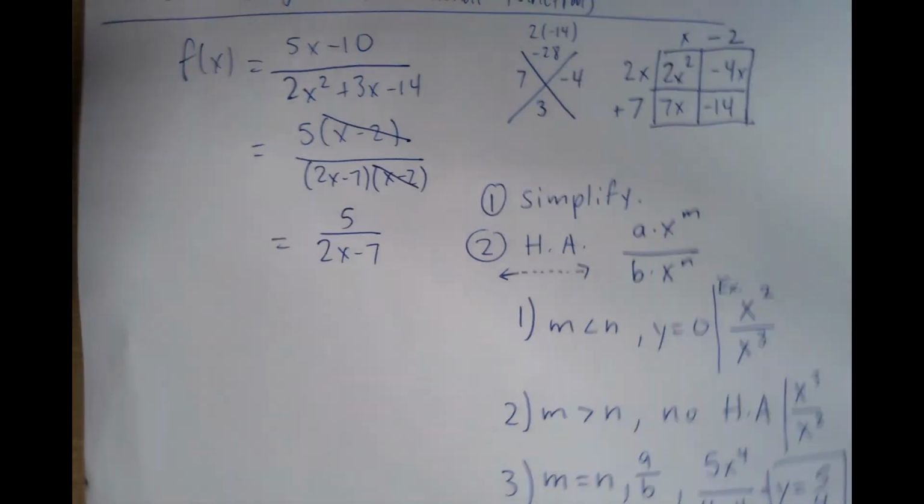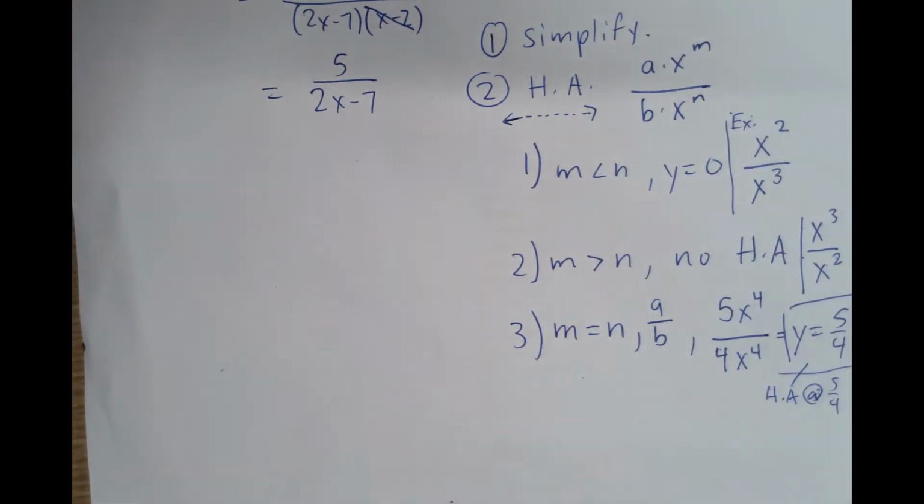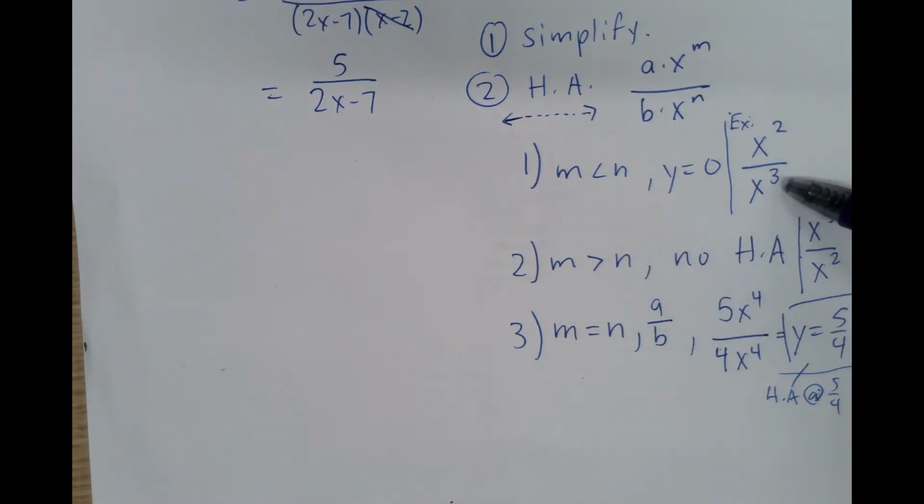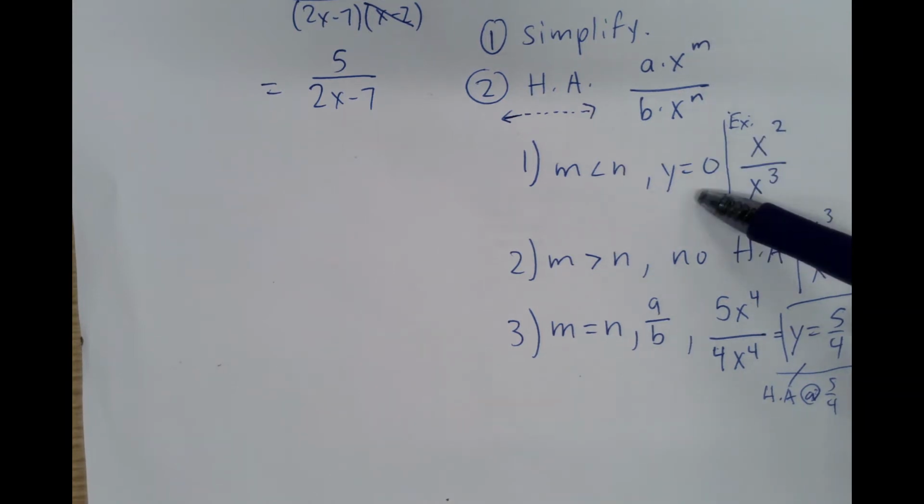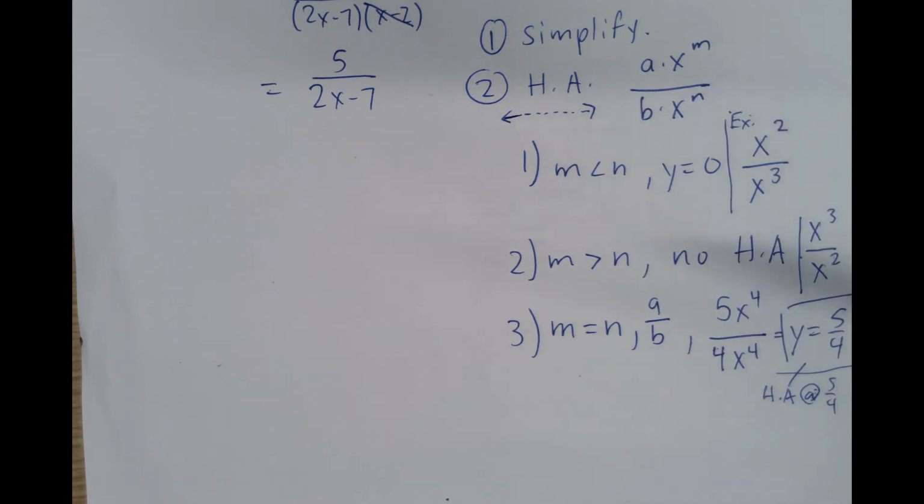So you would have a horizontal asymptote at 5/4. So the three different scenarios, I'm just going to say again: the first scenario is where the exponent on the bottom, the denominator, is bigger than the one on top. Whenever that is true, then you will have a horizontal asymptote at y equals 0. If the exponent on top is greater than the one on bottom, then there is no horizontal asymptote.